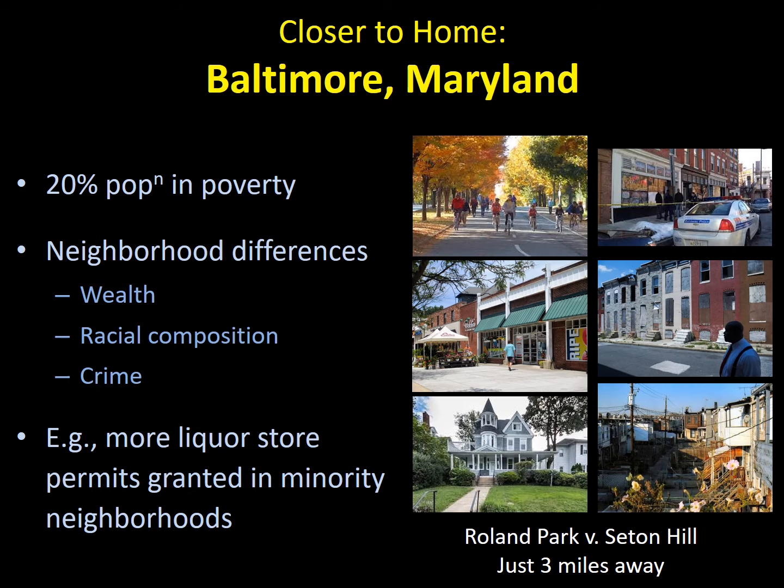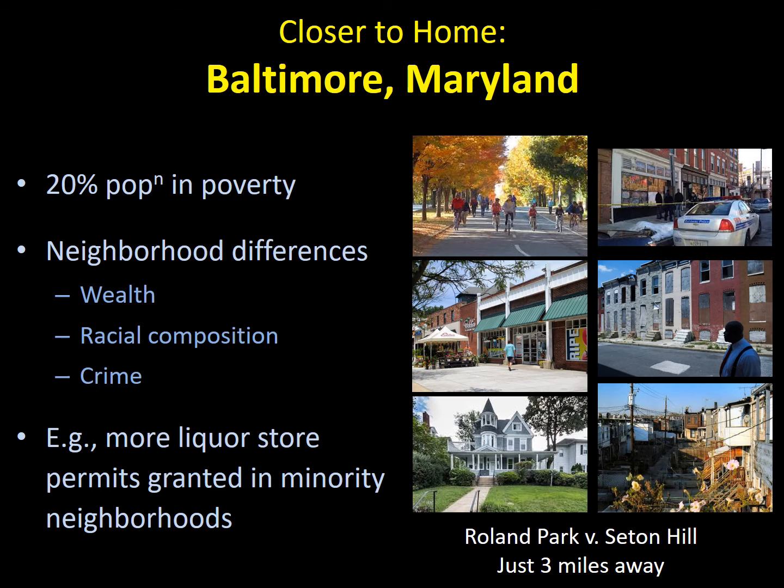These 6 images are from Baltimore, but the 2 columns are from different neighborhoods within Baltimore. The images of families riding bikes together on a dedicated pedestrian path, and a grocery store that looks to me like Whole Foods, and a fancy 3-story house. These are from the neighborhood called Roland Park, which is a relatively affluent neighborhood in Baltimore near Johns Hopkins University. The images on the right contrast these, and these are just 3 miles south in a neighborhood called Seton Hill.